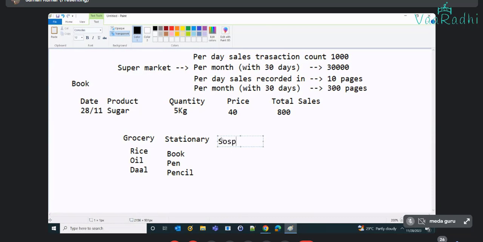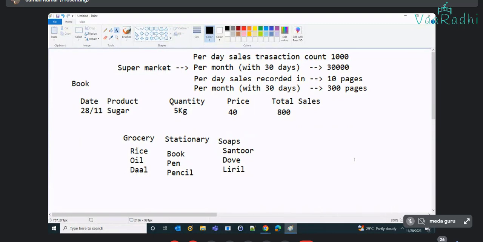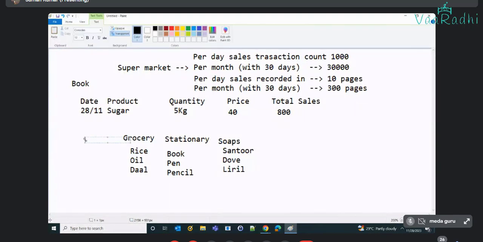So I'll say soaps, Dettol, something like this. So we'll be having different products available under different categories. So this is called category.